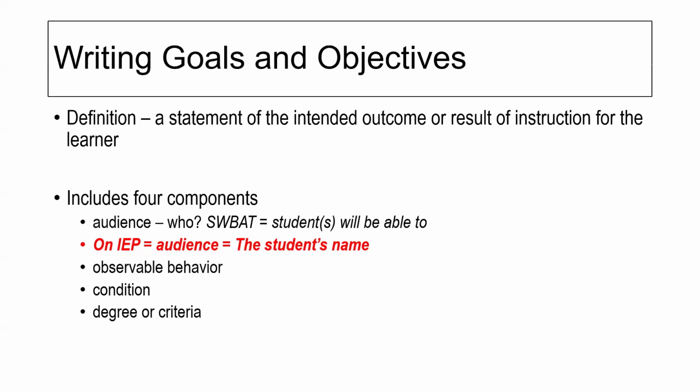There needs to be an observable behavior, condition, which is optional, but usually is there, and a degree. A, B, C, D. Audience, A, behavior, B, condition, C, and D is the degree or the criteria, the measurable benchmark against which you will measure whether the student has achieved the goal and objective.